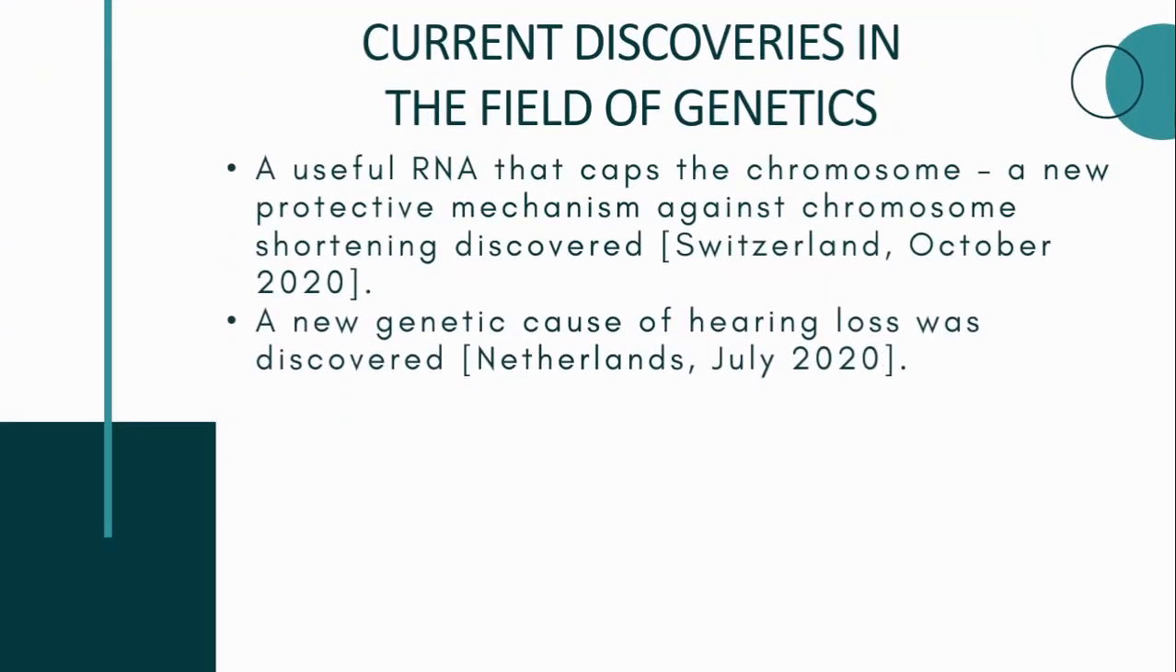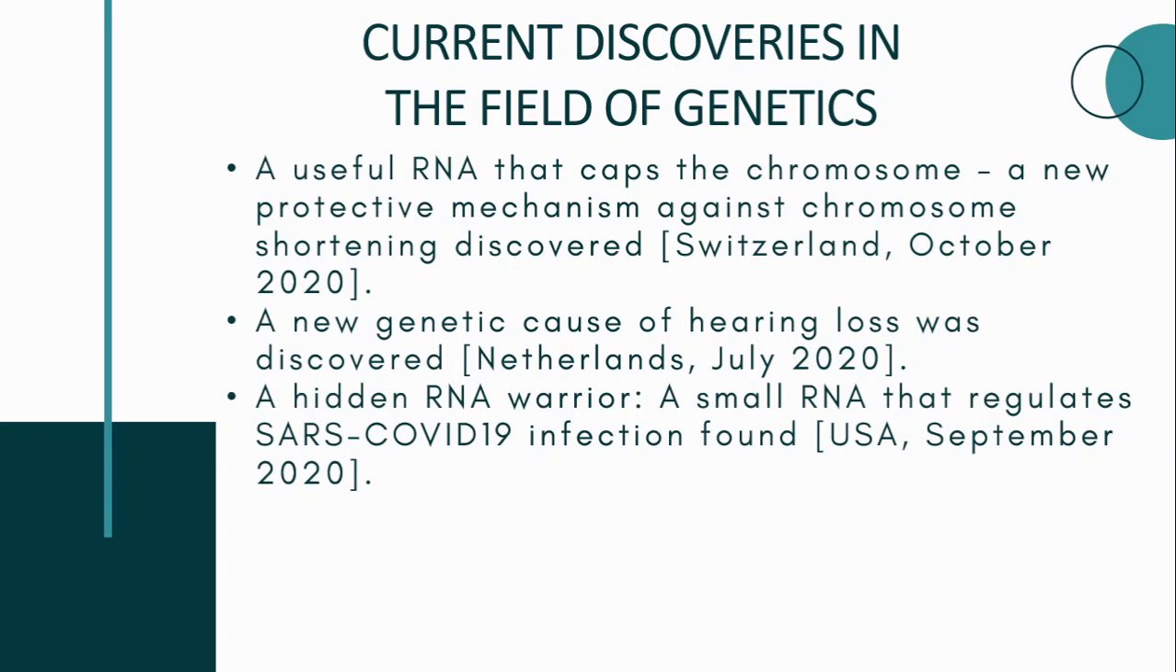And here are the current discoveries in the field of genetics. A useful RNA that caps the chromosome, a new protective mechanism against chromosome shortening, was discovered in Switzerland in October 2020. A new genetic cause of hearing loss was discovered in the Netherlands in July 2020 as well. And an RNA warrior, a small RNA that regulates SARS-CoV-2 infection, has been found in the USA in September 2020.